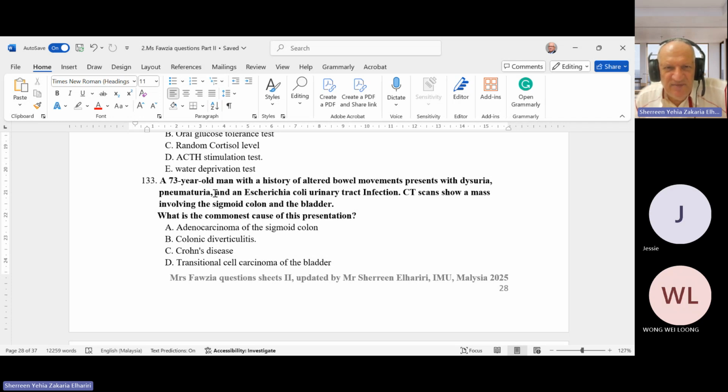I think we can add fever or something in this scenario, because diverticulitis has a fever and cancer doesn't. Cancer also has loss of weight and loss of appetite, not mentioned here. So this is usually colonic diverticulitis. Of course, Crohn's is difficult to do that, and transitional cell carcinoma does not cause this. So the answer is colonic diverticulitis. If we added loss of weight, loss of appetite, or a high CEA, carcinoembryonic antigen, then it can be adenocarcinoma of the sigmoid colon.